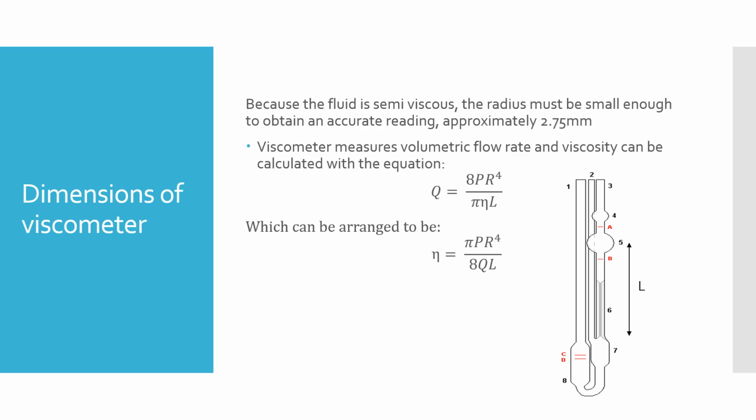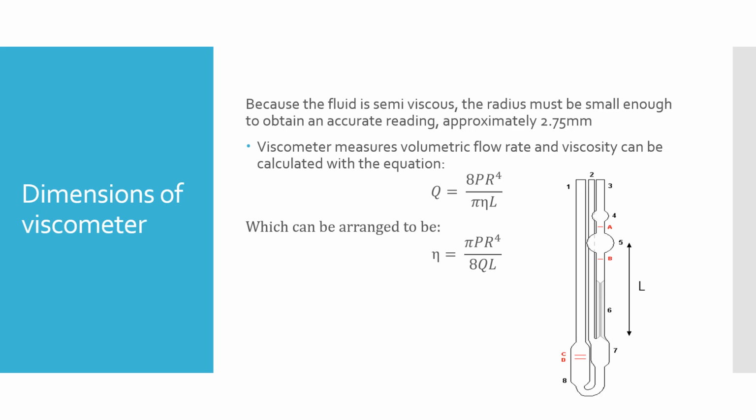So with regard to the dimensions of the viscometer, we're really looking for the height and the radius of the viscometer. Now, it can be any height, but preferably it would be under 100 to 150 millimeters, and this is just for time efficiency because you don't want the fluid to be flowing for too long. But because the fluid is semi-viscous, the radius must be small enough to obtain an accurate reading. This is approximately 2.75 millimeters for glycerol and maple syrup.